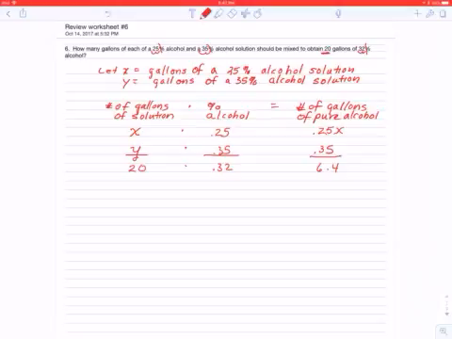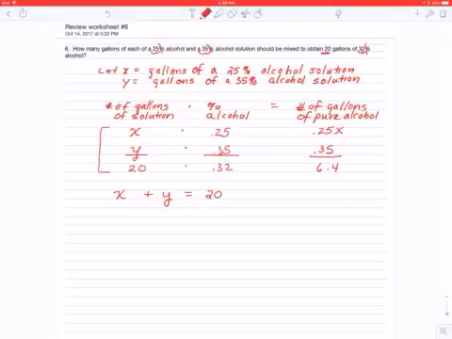I have two unknowns. I need two equations. So the first equation will be based on the total number of gallons of solution. If I mix the number of gallons of the first solution plus the number of gallons of the second solution, I should get a total of the 20 gallons in the mixture.